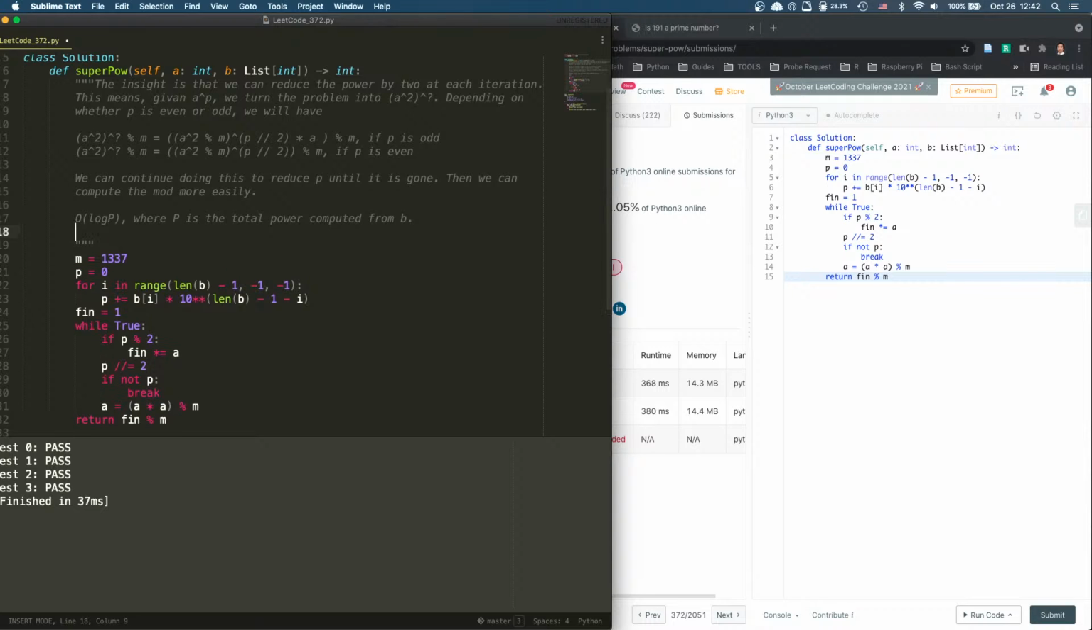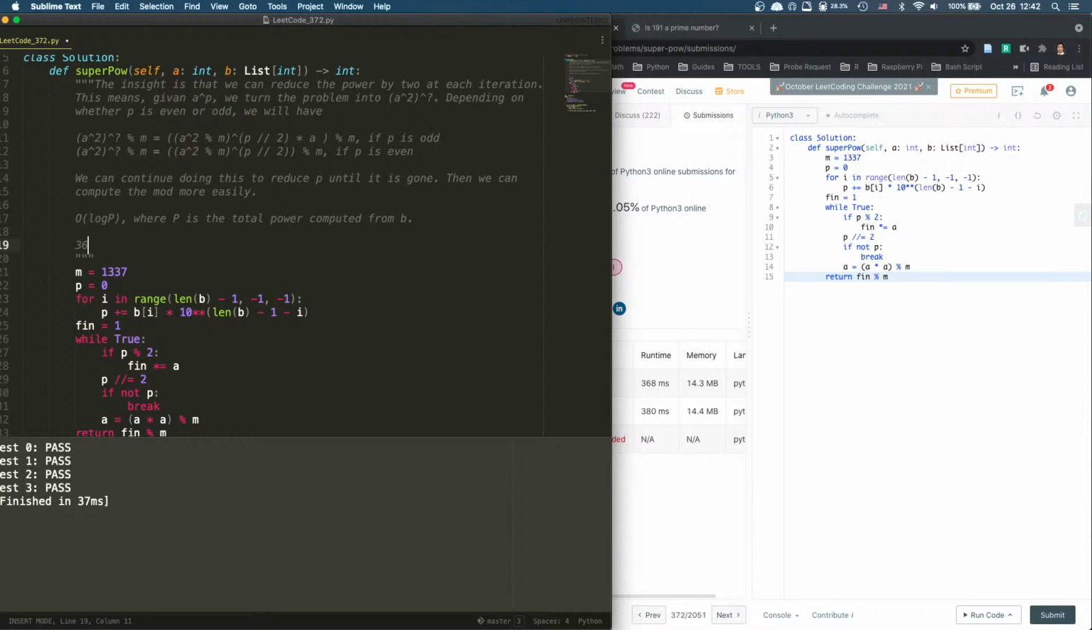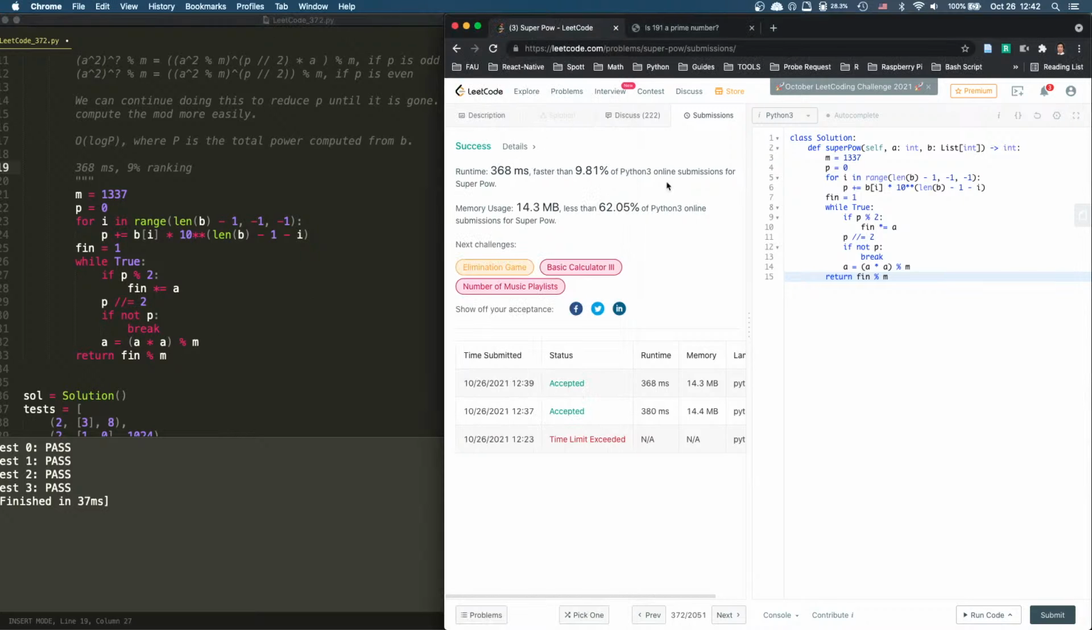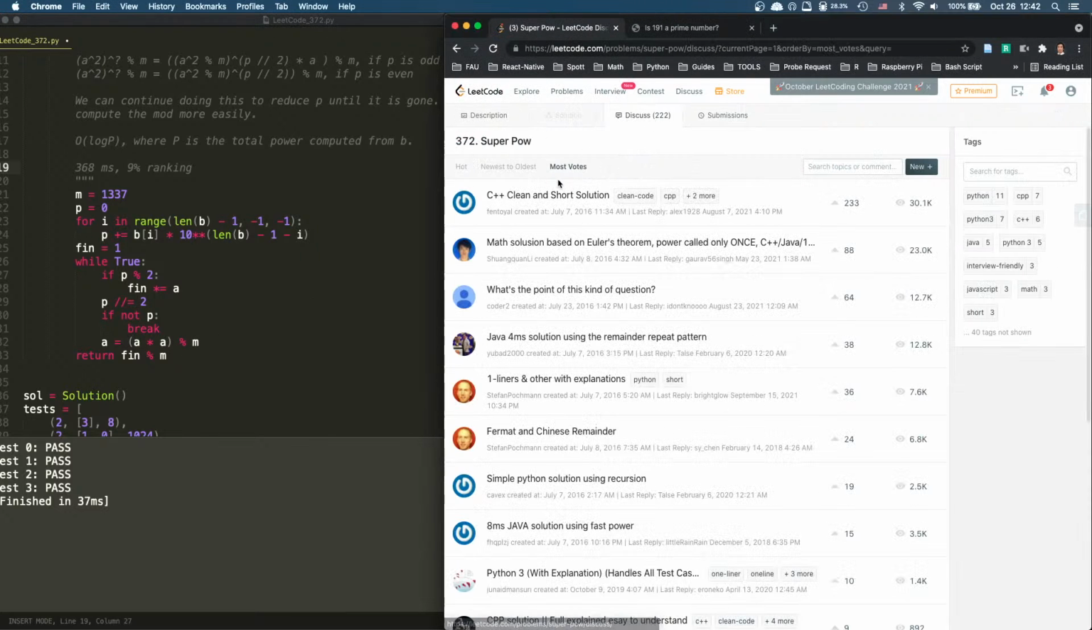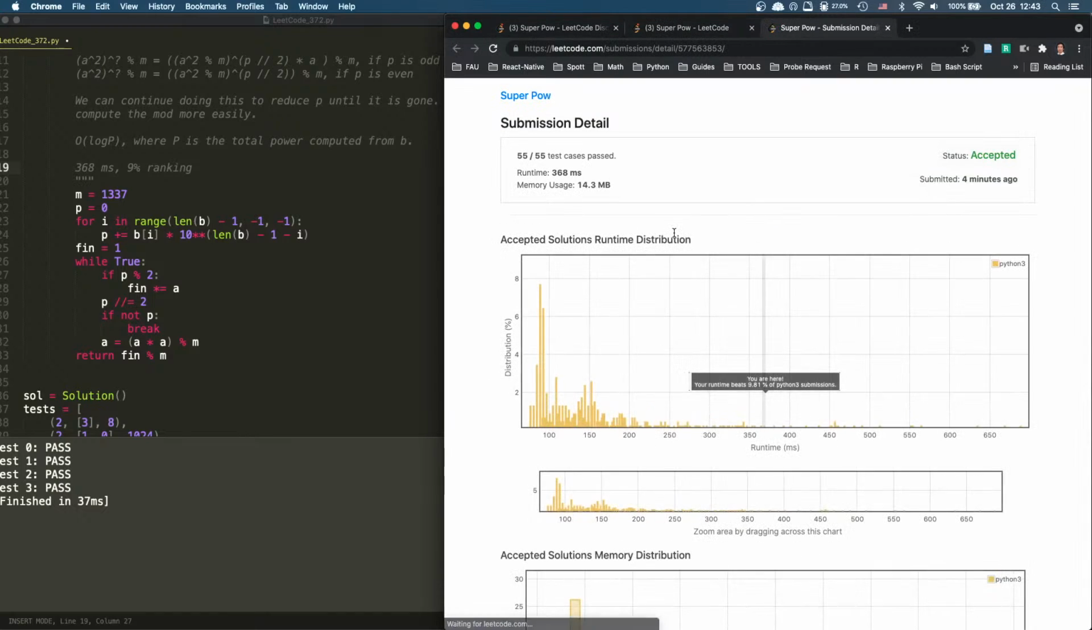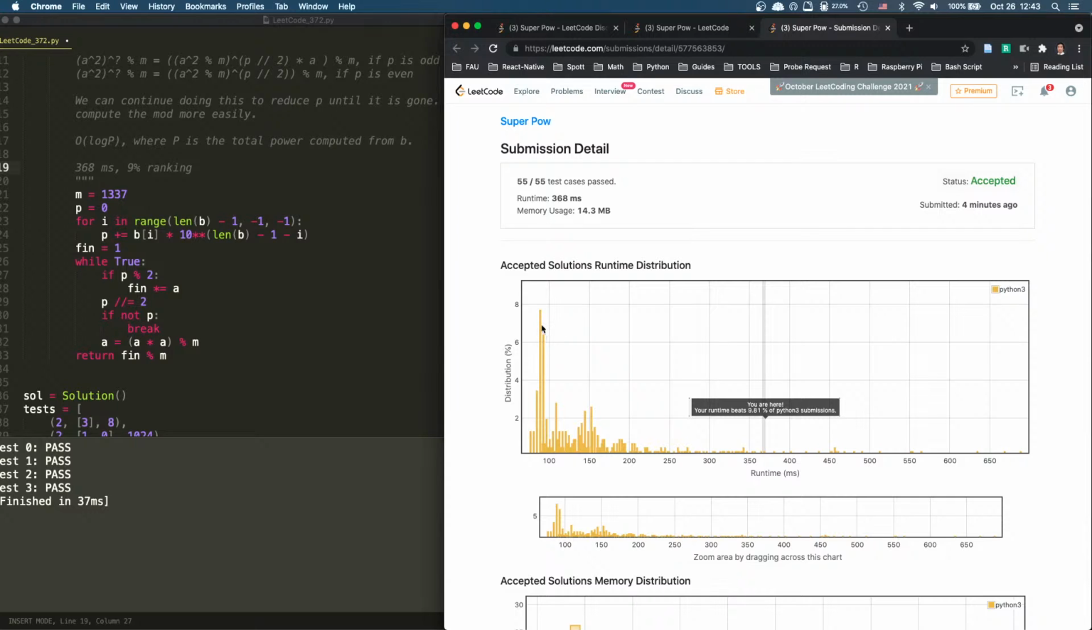Right? And this one is pretty slow, 368 ms, 9.8%, 9% ranking, which I feel like is because we do a lot of this. Maybe there's a better way to handle this. All right, let's take a look. Fermat and Chinese remainder. Power called only once. Yeah, I guess there's got to be some math theory behind it. Let's see the 100 milliseconds solution.